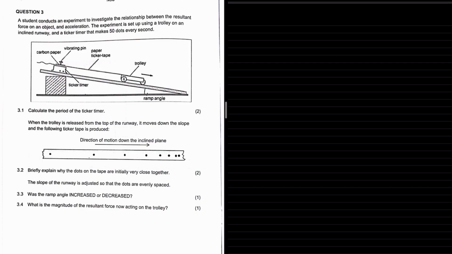Question 3. A student conducts an experiment to investigate the relationship between the resultant force of an object and acceleration. The experiment is set up using a trolley on an inclined runway and a ticker timer that makes 50 dots every second. So 50 dots every second is a measure of the frequency. So frequency is 50 hertz. So they want to know, calculate the period of the ticker timer. So period, capital T, is equal to 1 over frequency. The frequency is 50, so 1 over 50 is 0.02 seconds.